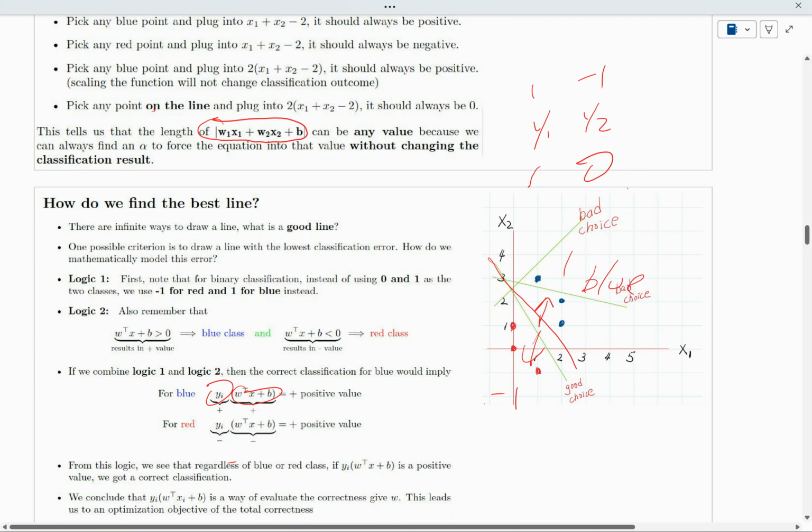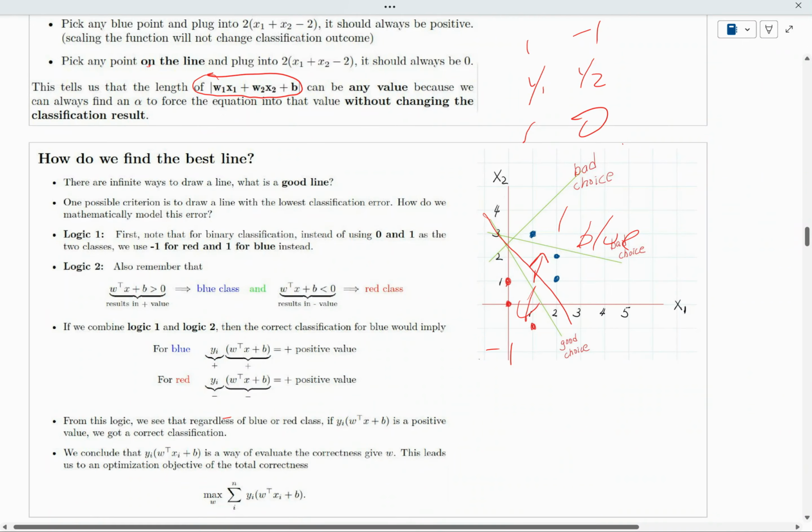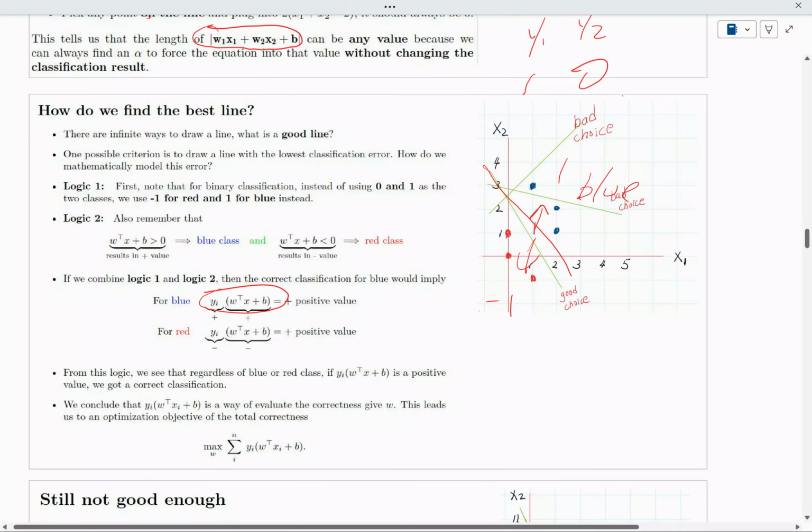Right? So this is the key insight. If we correctly classify a point, it doesn't matter if it's a blue point or a red point, we always want this number to be positive. So when this is positive, then we got a correct classification. So we conclude that we can use this as a way of evaluating the correctness. If it's positive, then it's correct, and then we want it as positive as possible, right?